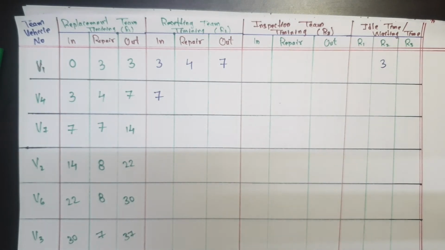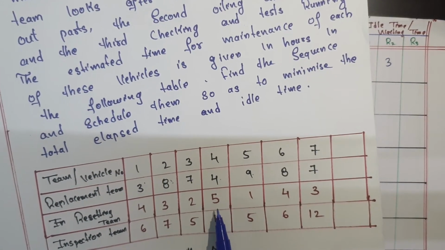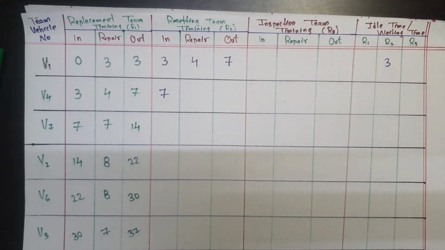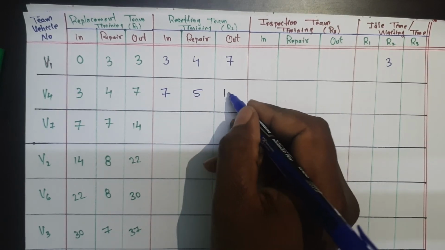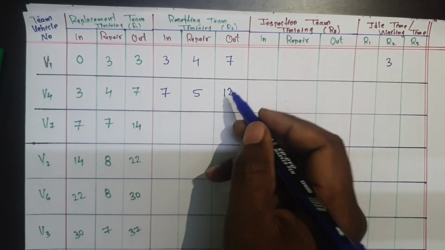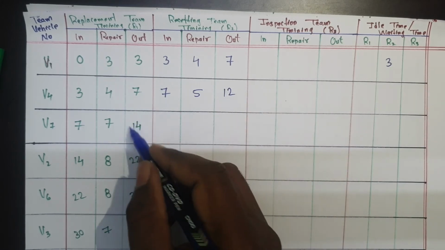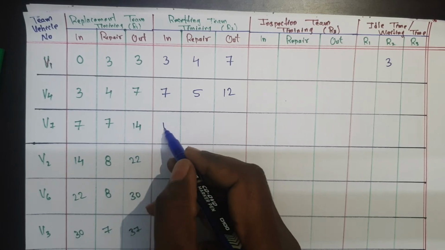Next one, what is the value here? V4. In V4, as you can see here, what is the value here? 5. So here you can write the 5. The sum of these two should be how much? 12. If you transfer 12 here, this is the higher value. Higher value, how much is there? 14. So better to write 14.